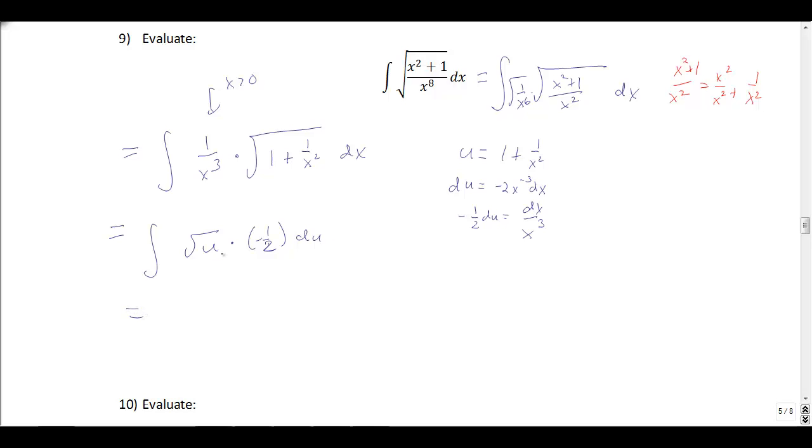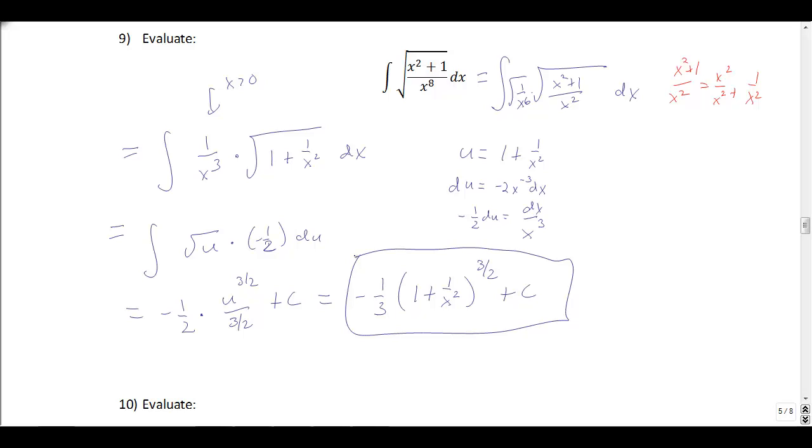And so when I do my antiderivative, I get a negative 1/2 times u to the 3/2 over 3/2. Add 1 to 1/2, and plus c. And so the 2's will cancel, and I'll get a negative 1/3 times u to the 3/2, but u is 1 plus 1 over x squared, to the 3/2, and then you get your plus c.